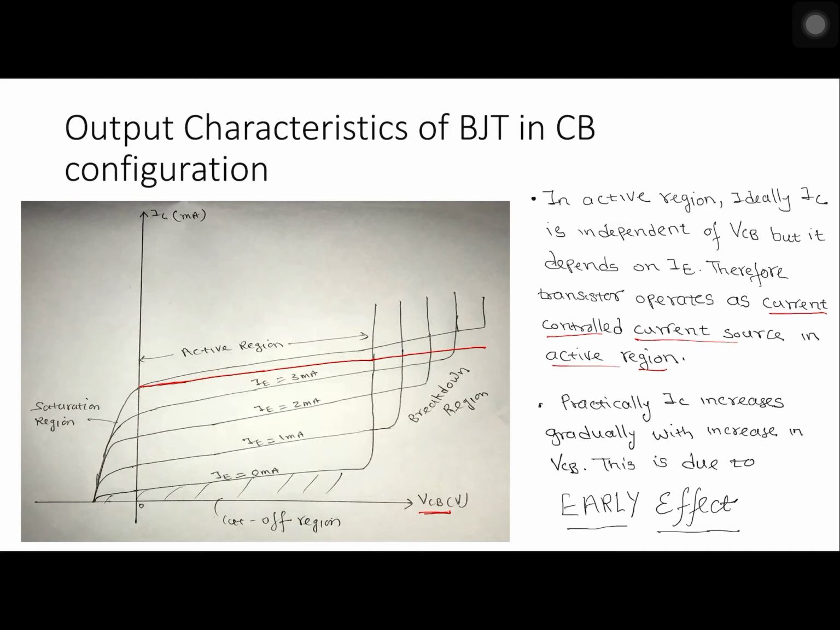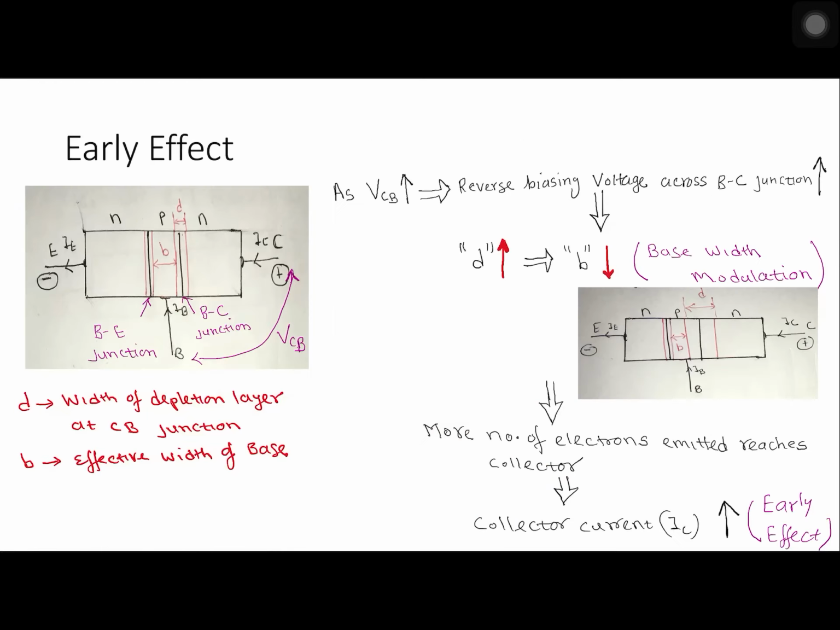However, practically IC gradually increases. You can see this black line gradually increases with increase in VCB. This effect where IC increases with VCB is known as early effect. So let's see the cause of early effect.